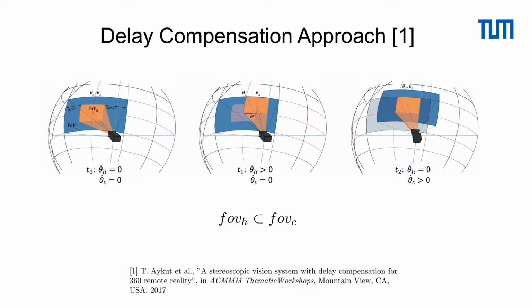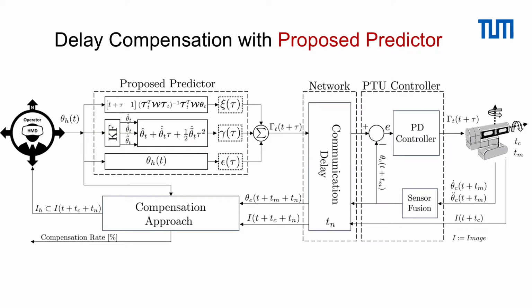We use the so-called compensation rate as a metric, ranging from 0 to 1 or 0 to 100%, to describe the achievable level of delay compensation. To further improve the level of compensation, we propose a novel head motion prediction approach to send the estimated delayed head orientation rather than sending the current position. We compare our approach to state-of-the-art solutions and prove its superiority.